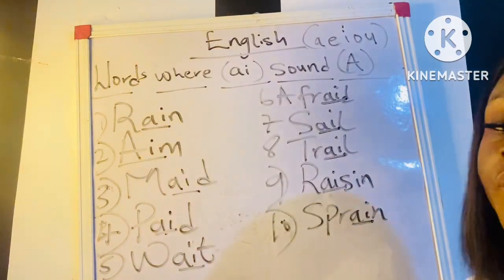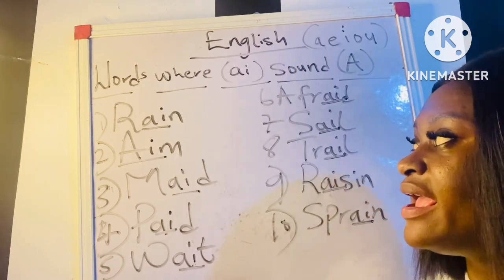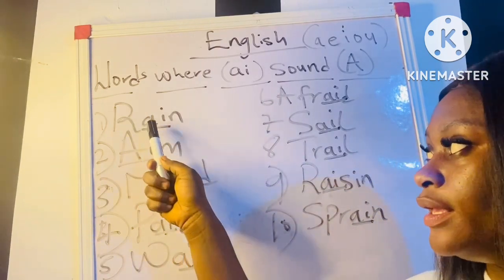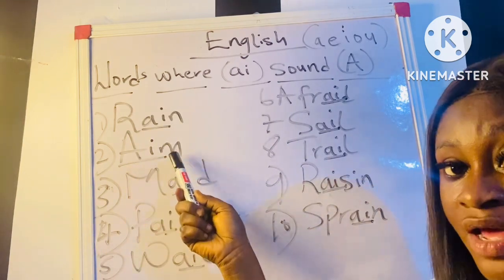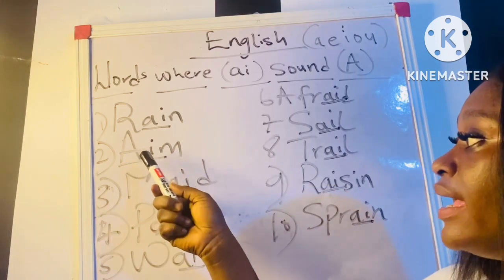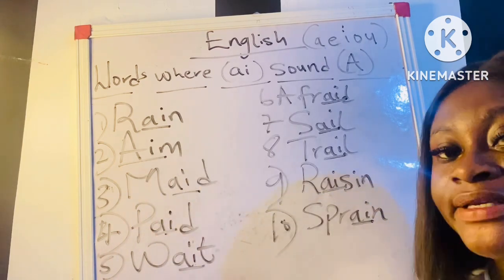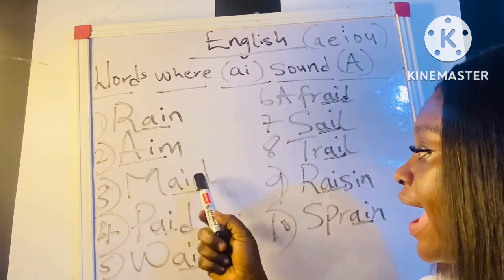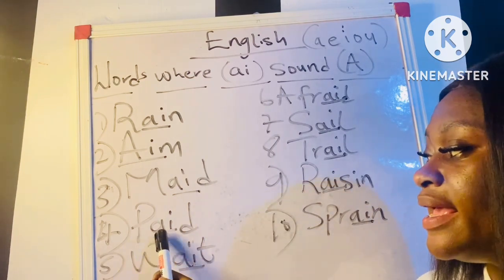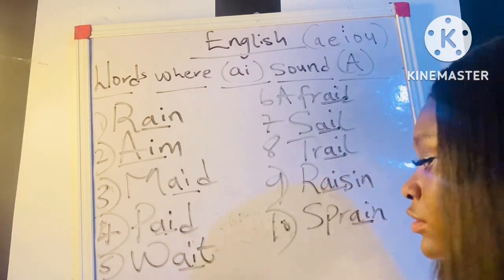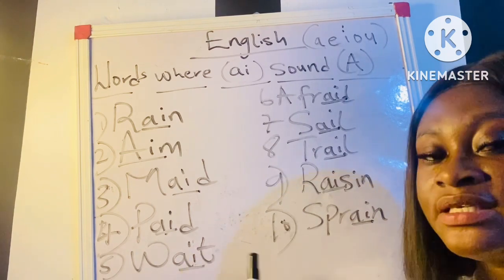We have rain, just like we did in the last video. Rain, R-A-I-N, rain. Aim, A-I-M, aim. Made, M-A-I-D, made. Paid, P-A-I-D, paid. Wait, W-A-I-T, wait.